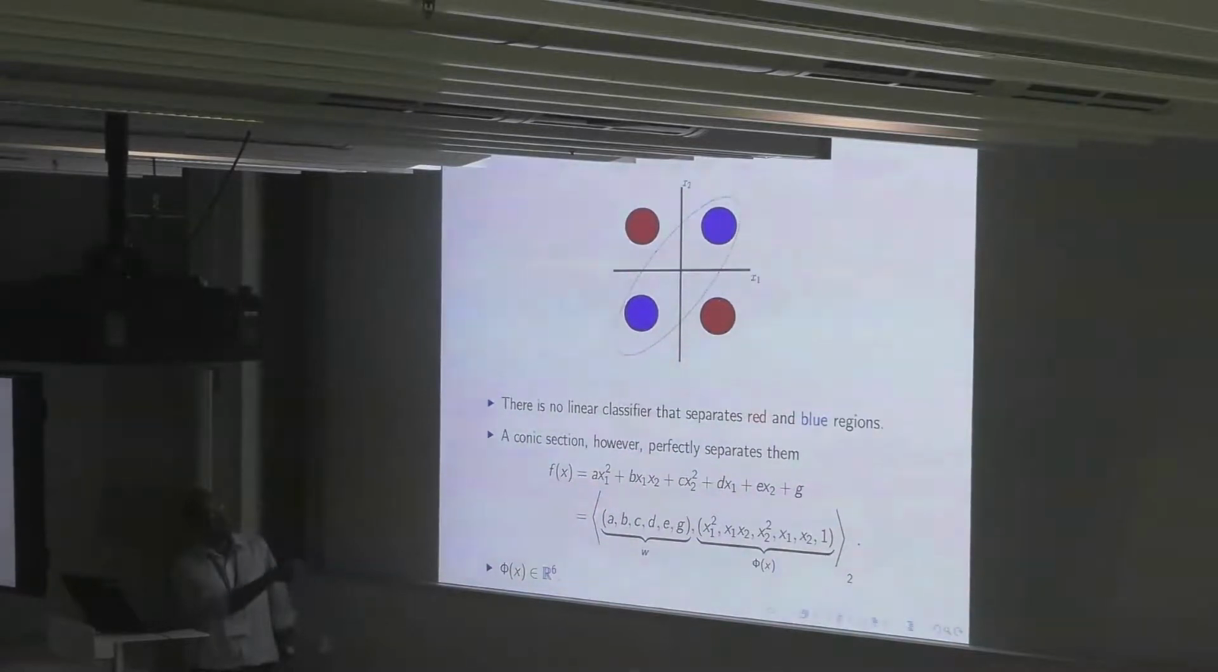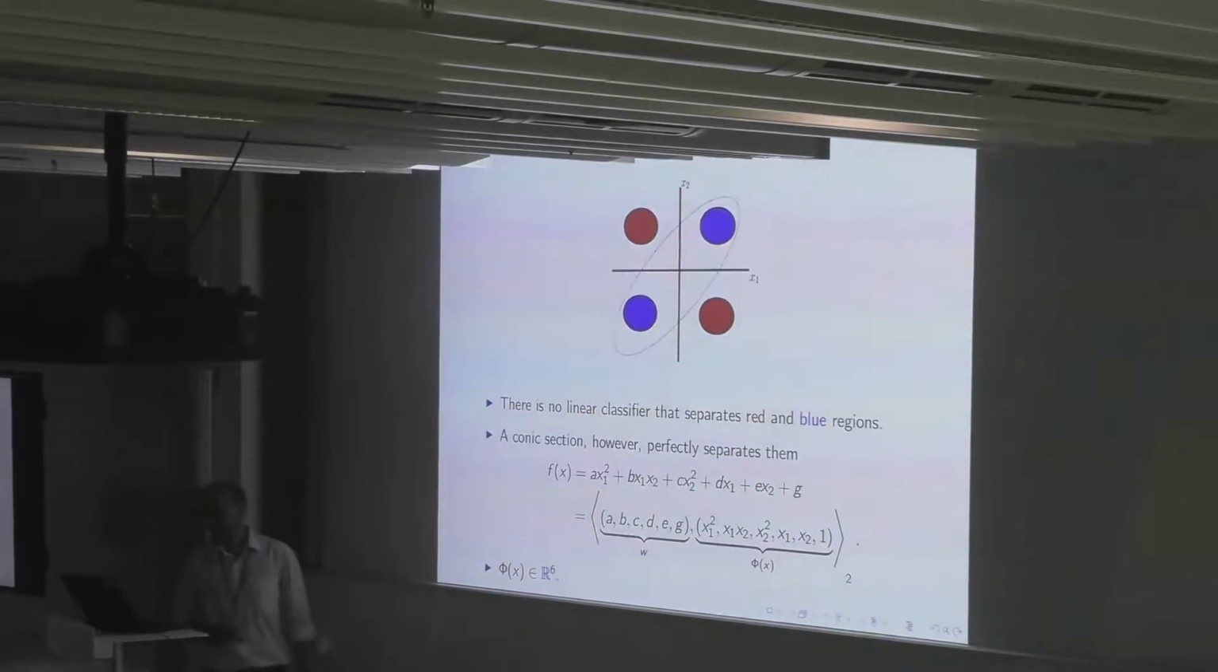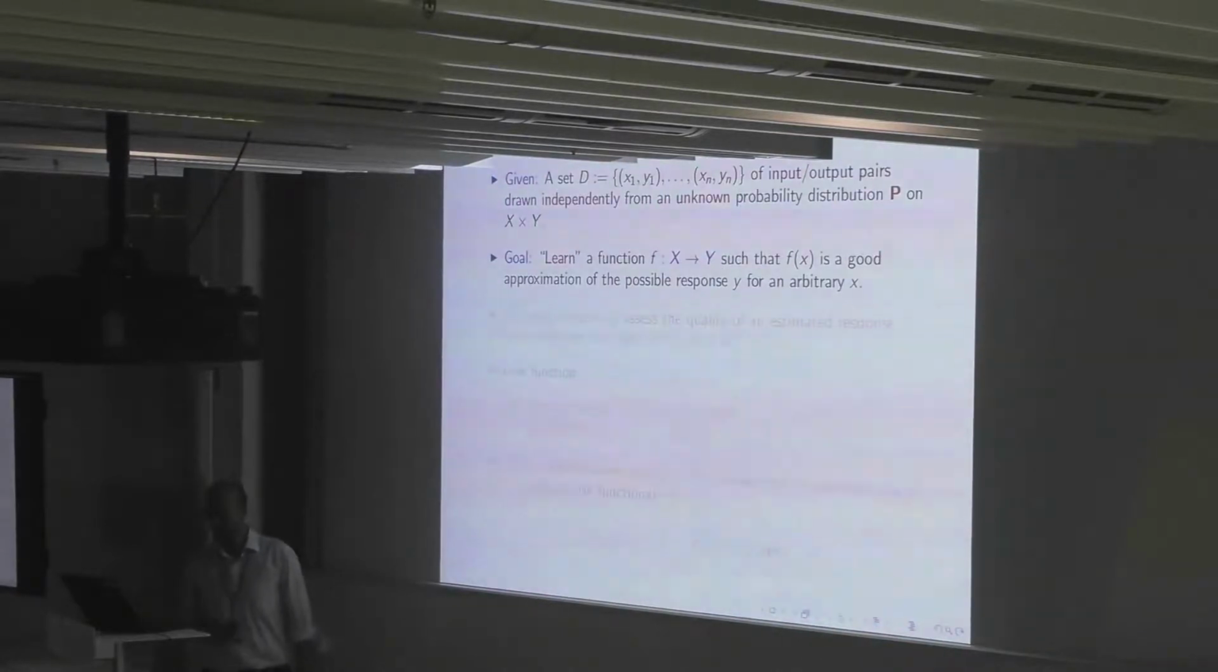By the way, here x is a two-dimensional vector with components x1 and x2, and this conic section is in terms of these components. But I can still make this linear by mapping to this function phi of x. Now phi of x is actually six-dimensional. So the problem is still linear in terms of phi of x, but it's not linear in terms of my original vector x1, x2.